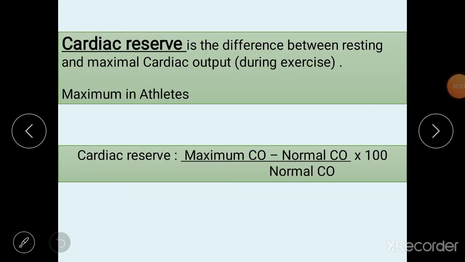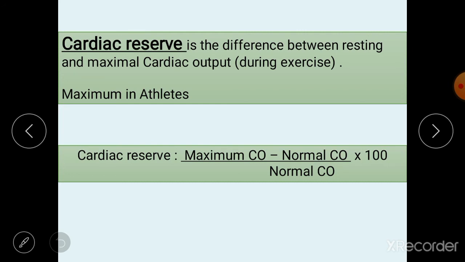In the end, I would like to add this very important definition, which is known as the cardiac reserve. Now, what is the cardiac reserve? It is the difference between your resting cardiac output and your maximum cardiac output during exercise. So, it is the difference between your cardiac output at rest and your cardiac output during exercise. It is maximum in athletes. The value of cardiac reserve is maximum in athletes and in other sports persons.